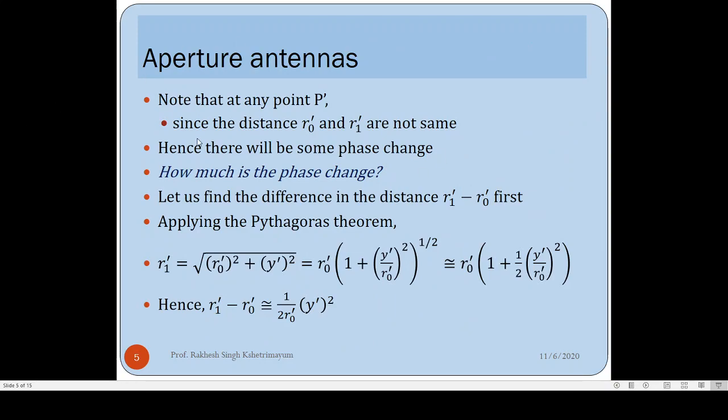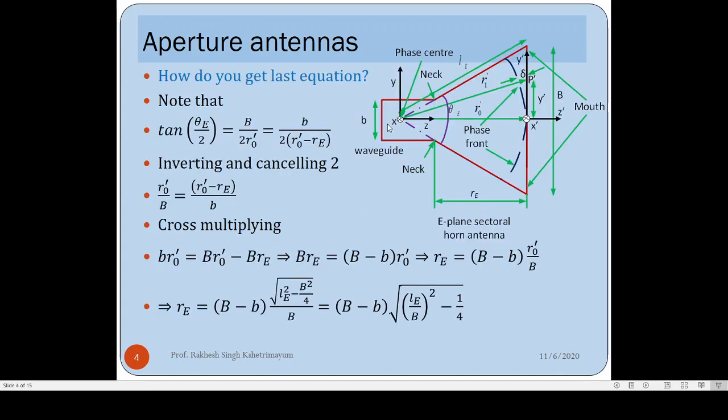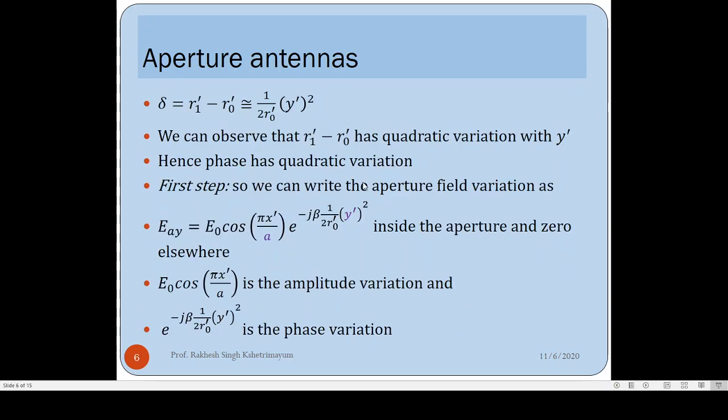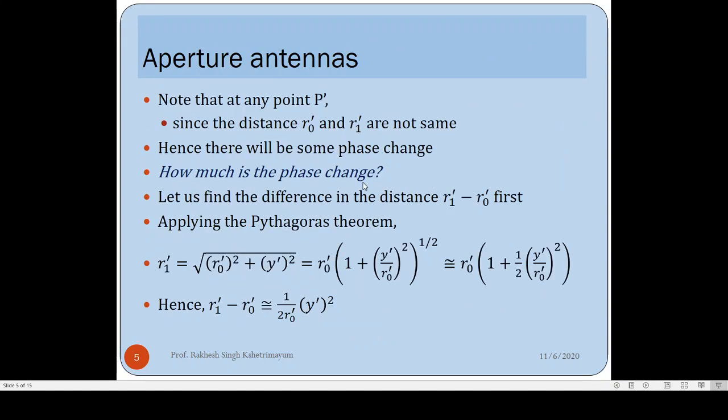So we can also find out how much is the phase change or path difference for the signal which has gone from this phase center to this point and this point. So this distance is R1 dash, this distance is R0 dash. I want to see the path difference. If I know the path difference, I know what is the phase change. So path difference is R1 dash minus R0 dash.